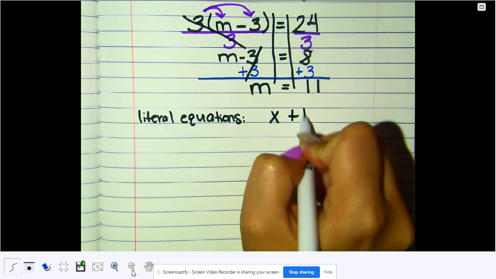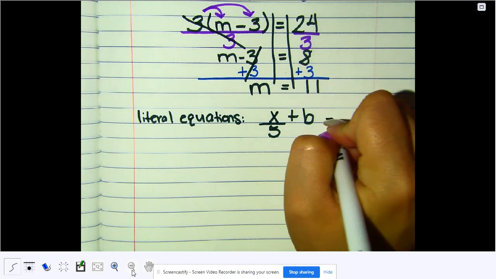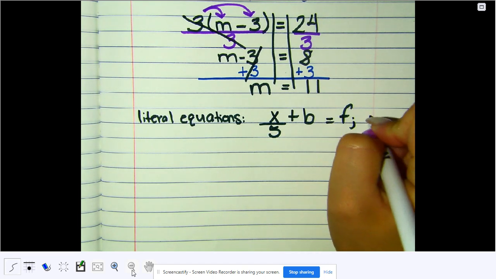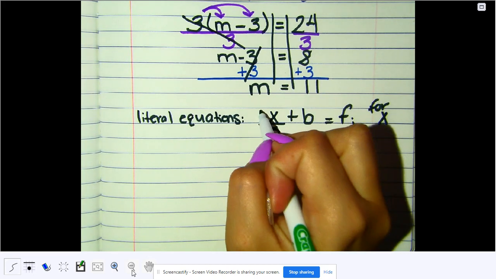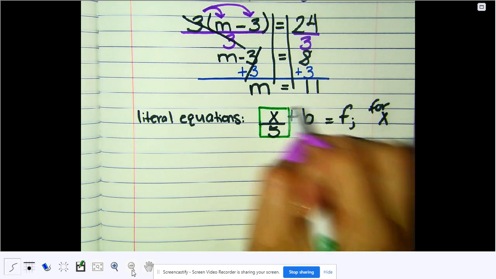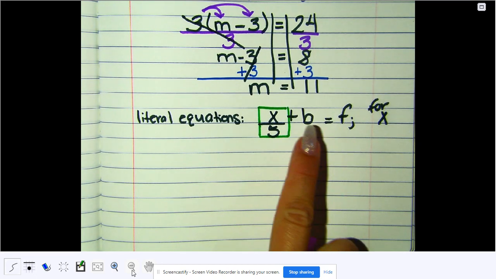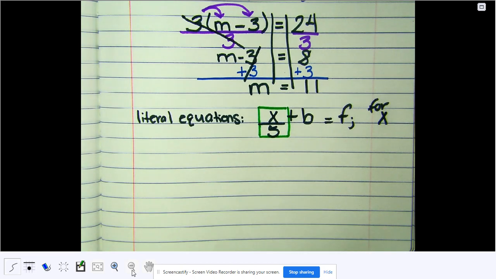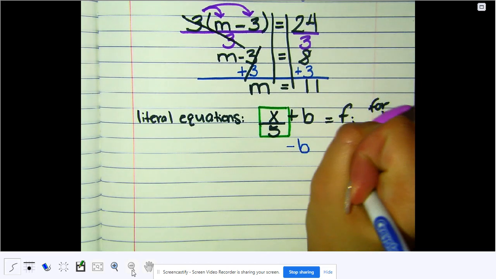The equation we're going to use is x divided by 5 plus b is equal to f, and we're going to solve for x. Again, I always suggest that you put a box around x, or this time, x is a part of a whole package. So I'm going to put a box around the entire package, and I cannot touch that package until everything else gets removed, which means I need to get rid of the plus b. The opposite of adding b is subtracting b from both sides.